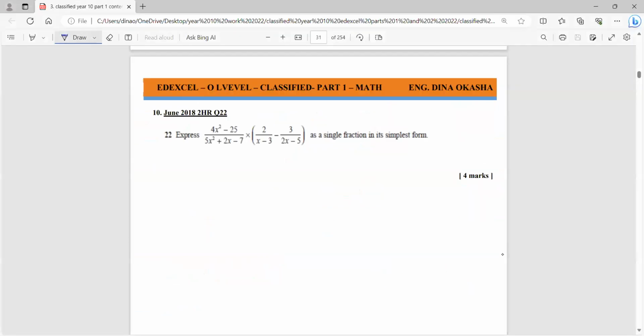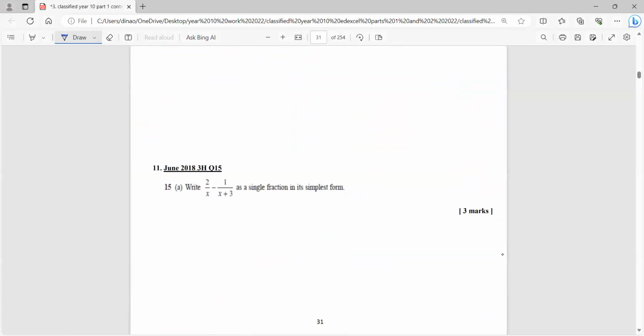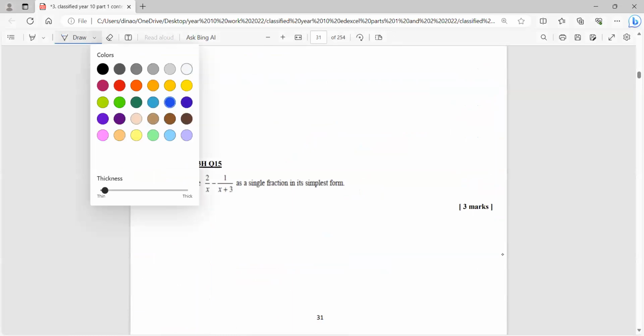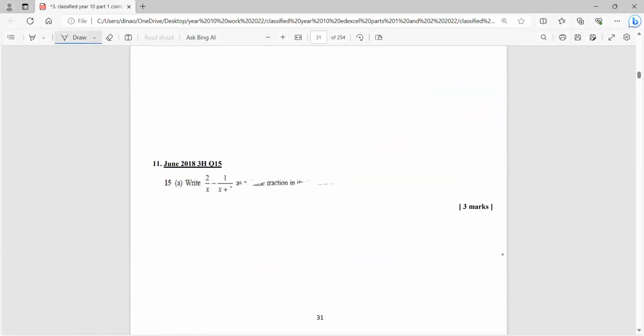Now, if you're using my resources, this is classified part 1, page number 31. We are going to discuss in this question over here how to, as you can see, multiply algebraic fractions. I'm just going to erase this part over here so that I have the whole page to myself.